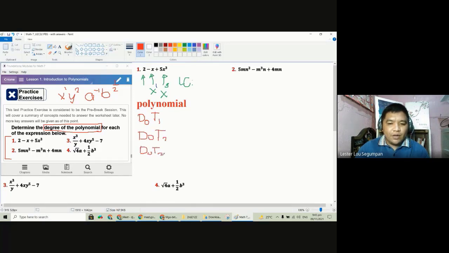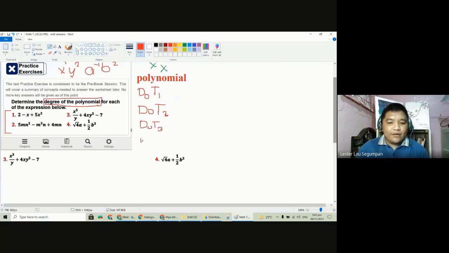Why is this important to pass the degree of a term? Because our task, the degree of a polynomial, can only be determined as the largest or the highest degree of a term. So we need to get first the degree of each term and look at what is the largest value, and that would be your degree of the polynomial.